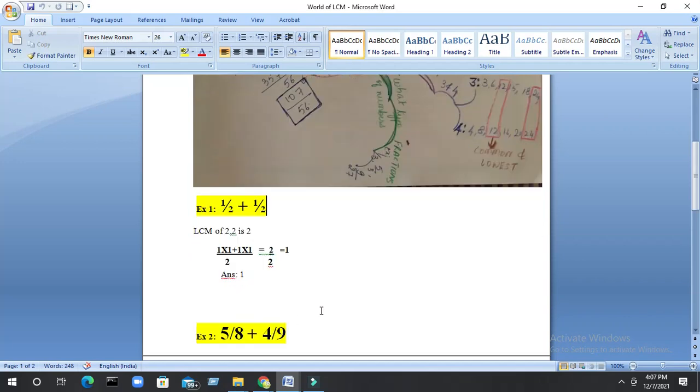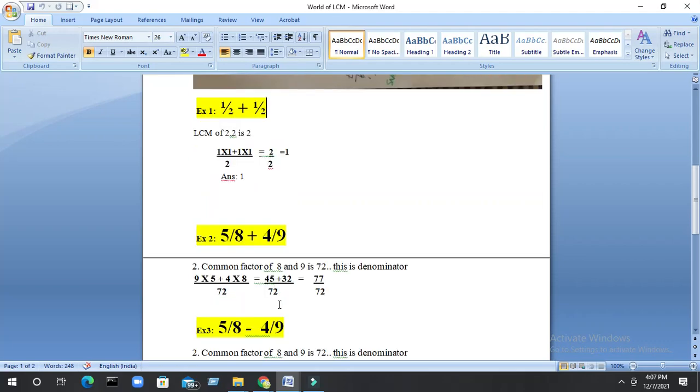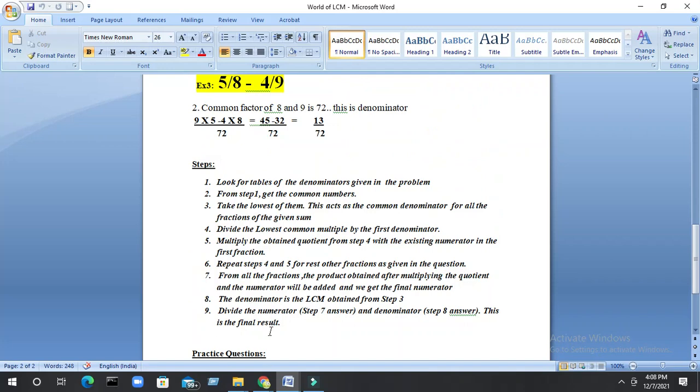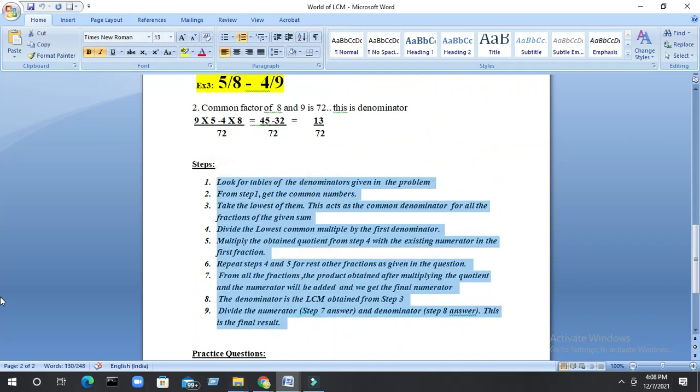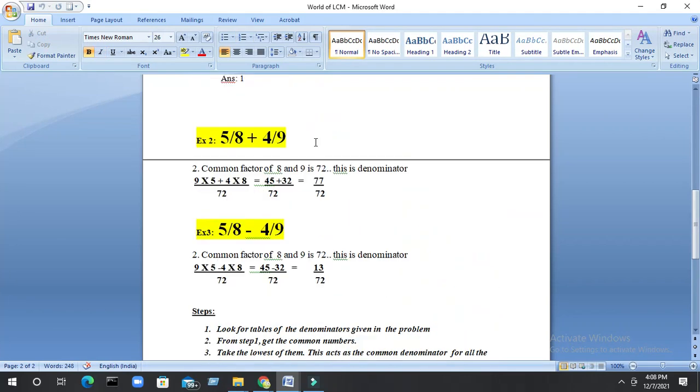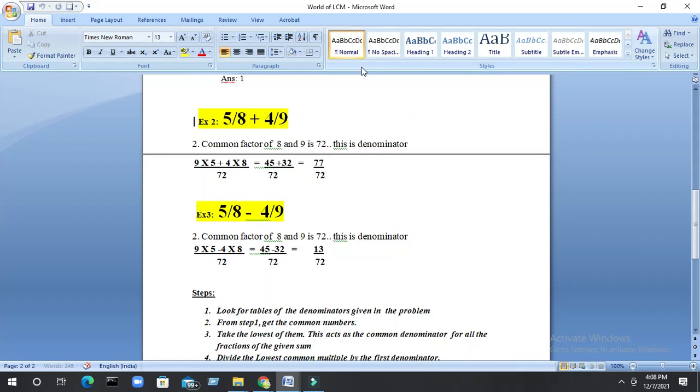Rather than going through this example, let me go for the other example. I have also detailed the steps here. There are 9 steps which I have detailed. If you follow these 9 steps, it is damn sure you will not get into any confusion anywhere. Now I will go for 5 by 8 minus 4 by 9. Before that, I had 5 by 8 plus 4 by 9.